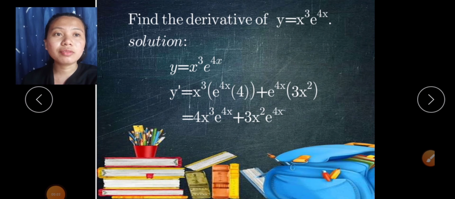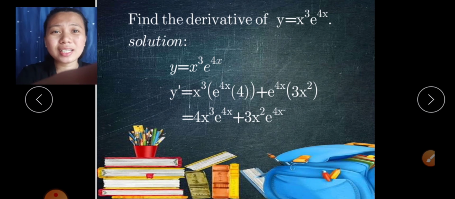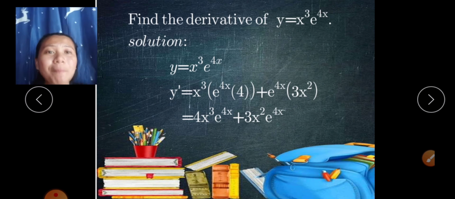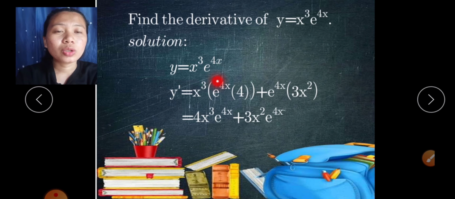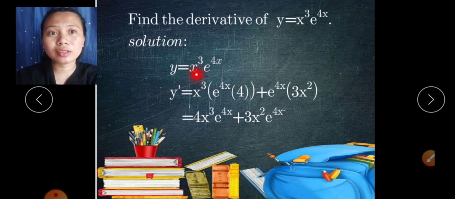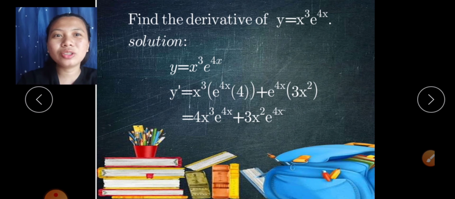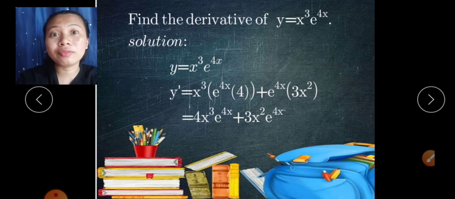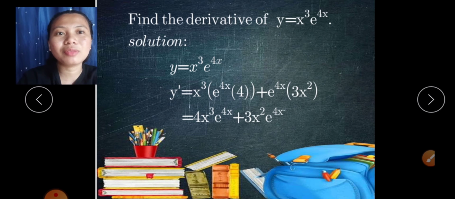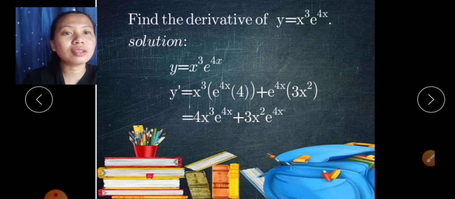Okay, example number 3. Find the derivative of y equals x cubed times e to the 4x. So our solution, so as we can see in the given, y equals x cubed times e to the 4x. So kailangan jud ay nato ang makabalo pud tag the different derivative rule. So kani atong gamiton nga derivative rule here para ma-solve is the product rule.